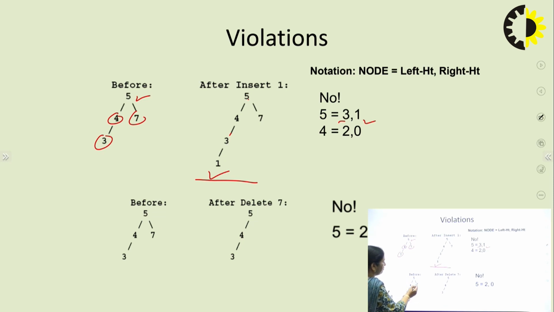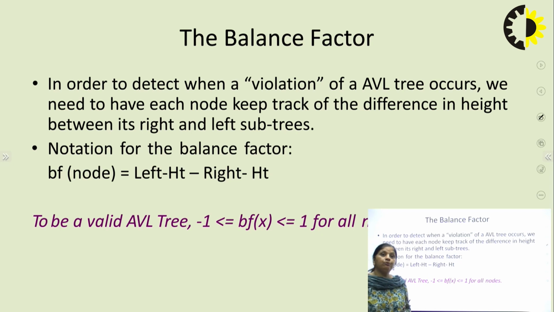In the same way, in this case, if we delete 7, this will be the resulting tree, which is no longer an AVL tree. So again we need some balancing. These are the violations that we need to take care of. How will we take care of these violations? We will define a notation called the balance factor. What is the balance factor? The balance factor of a node is the left subtree height minus the right subtree height.